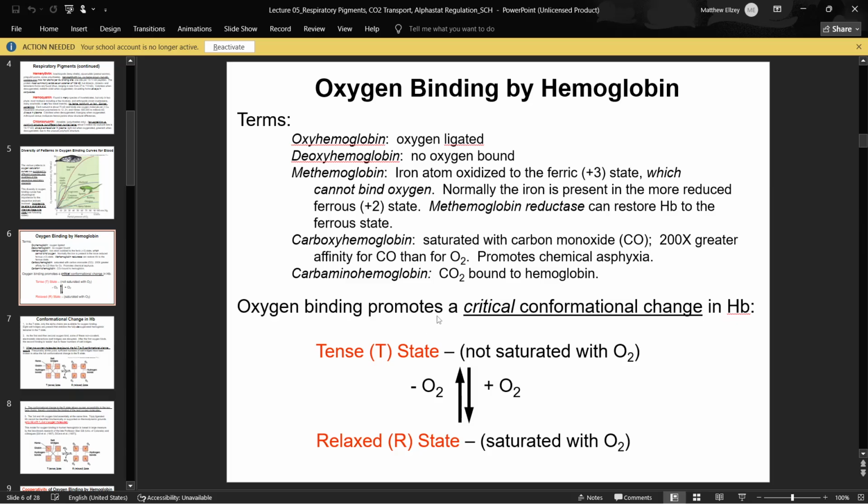So, oxygen binding promotes a critical conformation state in hemoglobin. This is very important to understand the binding curve and just the overall role that hemoglobin plays. So, we have the tense state when it's not saturated with O2. We have a relaxed state when it's saturated with O2.